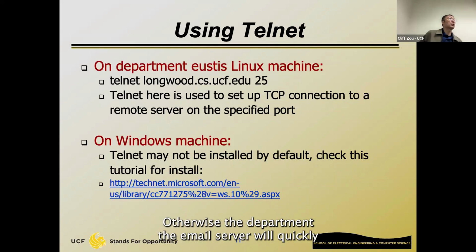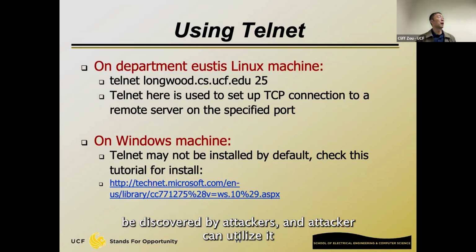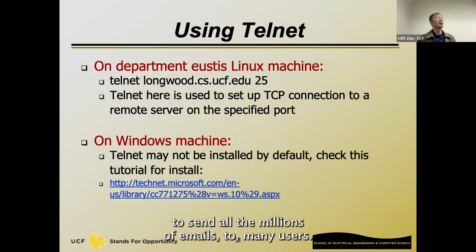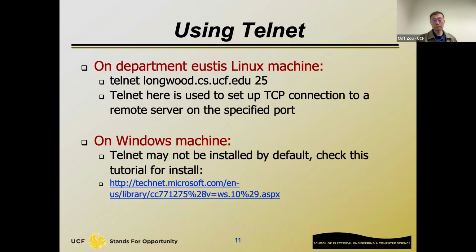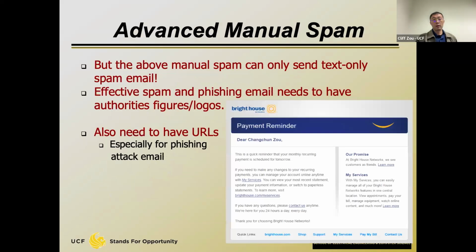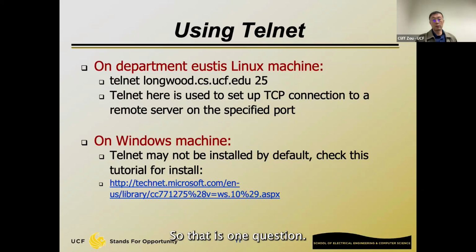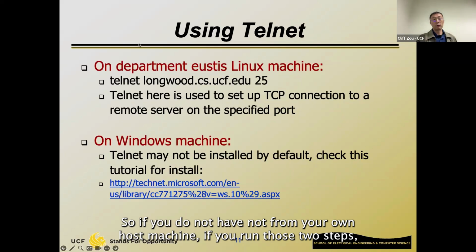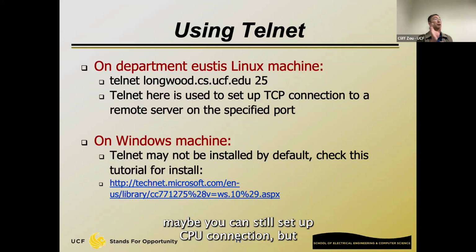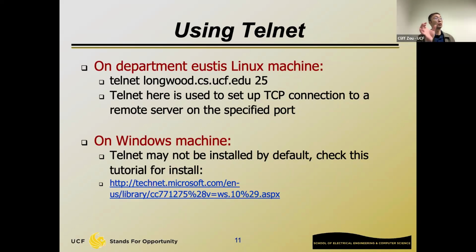Otherwise, the department email server will quickly be discovered by attackers, and attackers can utilize it to send out millions of emails to many users. So that is one question. If you do telnet from your own host machine, if you run those steps, maybe you can still set up a TCP connection, but you cannot go further than that.